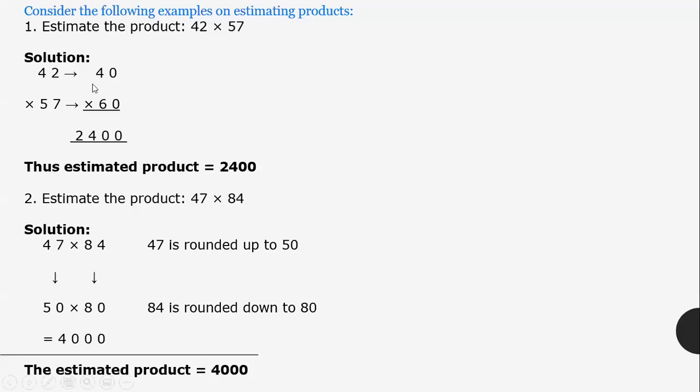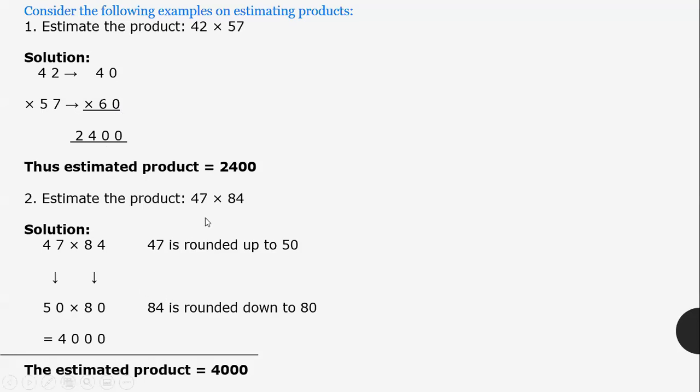Let us see a few more examples. Estimate the product 42 into 57. 42 can be approximated to 40. 57 can be approximated to 60. So we'll find out the product quickly. That is 2400. So you can see by using this technique, you are quickly doing all the questions.